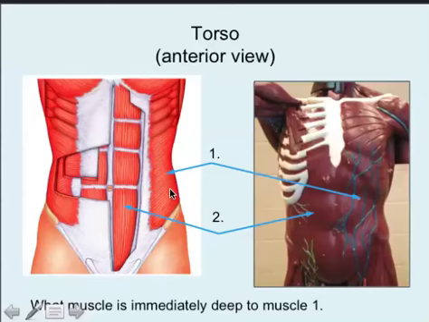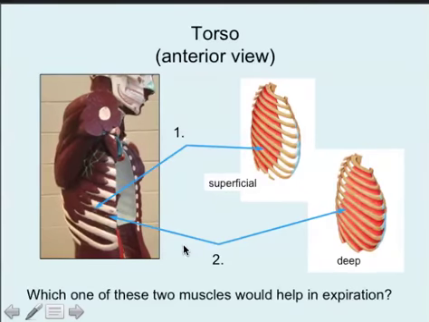Moving over here. Which of these two muscles help in expiration? Well, what are we looking at here? Number one are the external obliques, and number two are the internal obliques. External because they're superficial, internal because they're deep. The internal obliques help with expiration by depressing the rib cage and causing the pressure in the thoracic cavity to go up. This increases the pressure on the outside of the lungs, and if your nose or your mouth are open, then the air will exit.